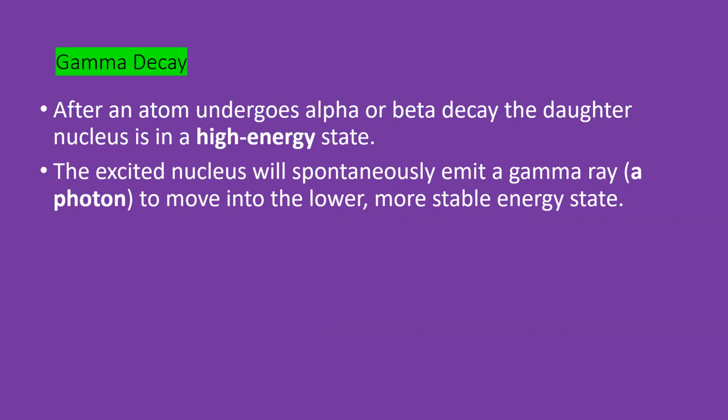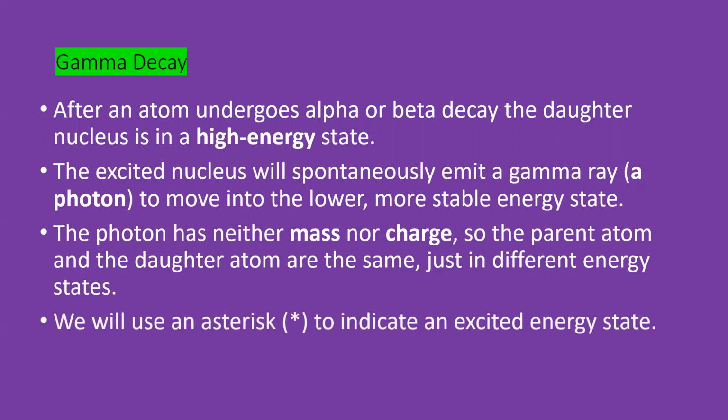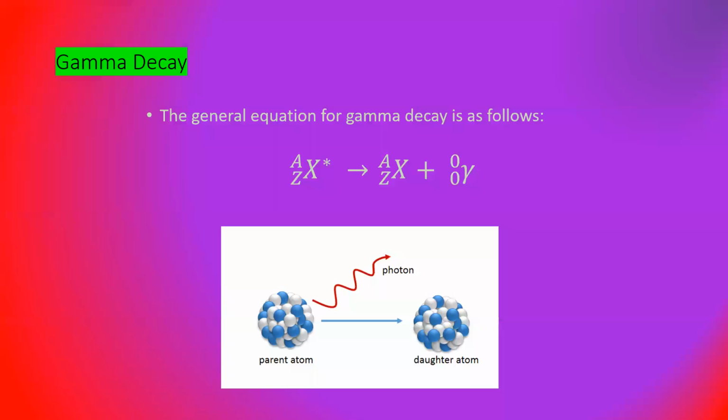Okay. The photon itself doesn't have mass. It doesn't have charge. It's just raw energy. So the parent atom and the daughter atom are the same, but they're going to be in different energy states. And what I'm going to do is just use an asterisk to show you which state of energy they're in. So the general equation for gamma decay is going to show you a parent atom with an asterisk indicating that it's high energy. When it goes to low energy, we're going to add a photon. We're going to add a gamma particle. No mass, no charge, 0, 0 for that.